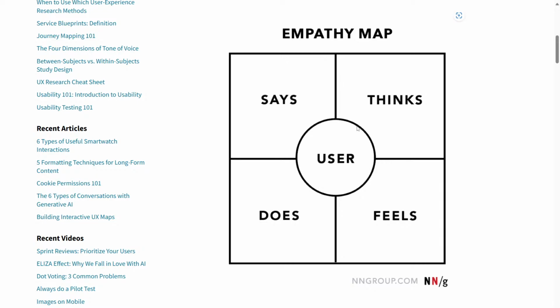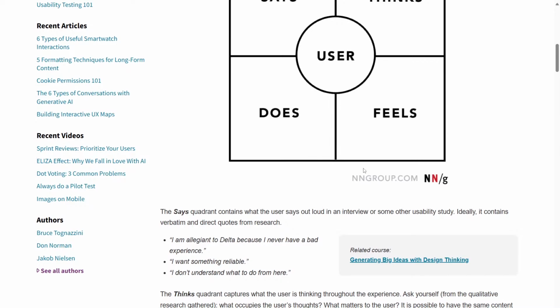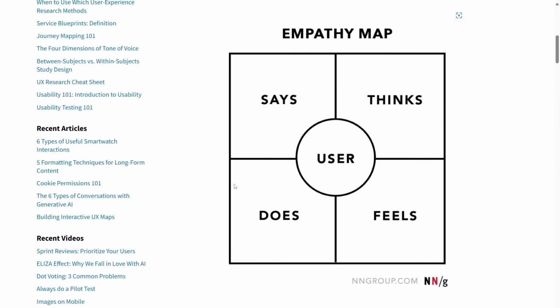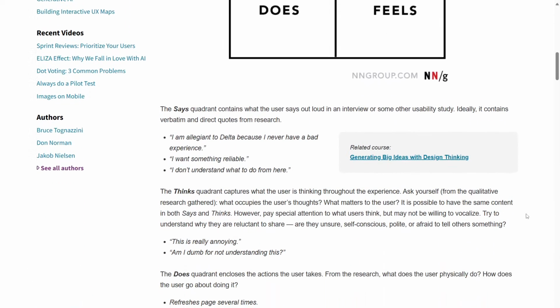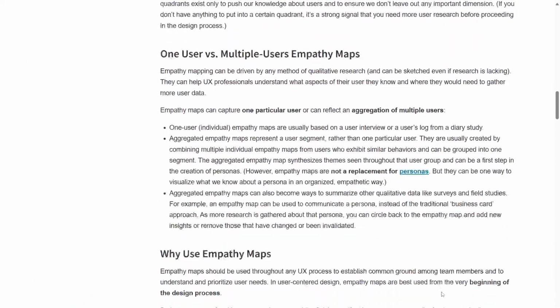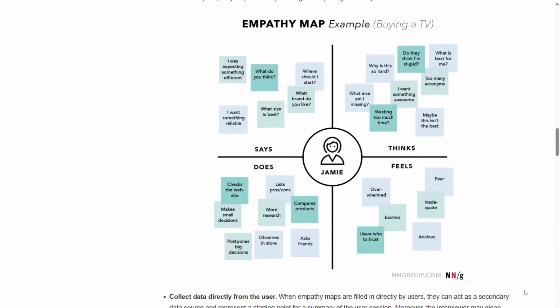So this is one way you could present it. You could have your user in the middle, so I'd have Lily in here. Or you could go back to generics again and not use your personas. You could just say a returning customer who has got asthma. So there's some text in here, but what I thought might be better is seeing a visual example. So this is an example of Jamie, who is buying a new TV.